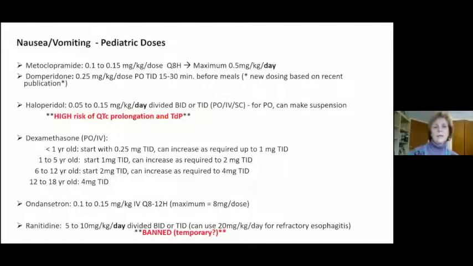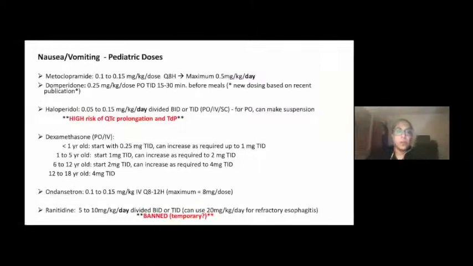I'm going to hand over now to my colleague to talk about pediatric dosing for nausea and vomiting. Within the pediatric population, we have access to most of these medications. As you can see on this slide here, there's dosing suggestions provided for metoclopramide, domperidone, haloperidol, dexamethasone, ondansetron.